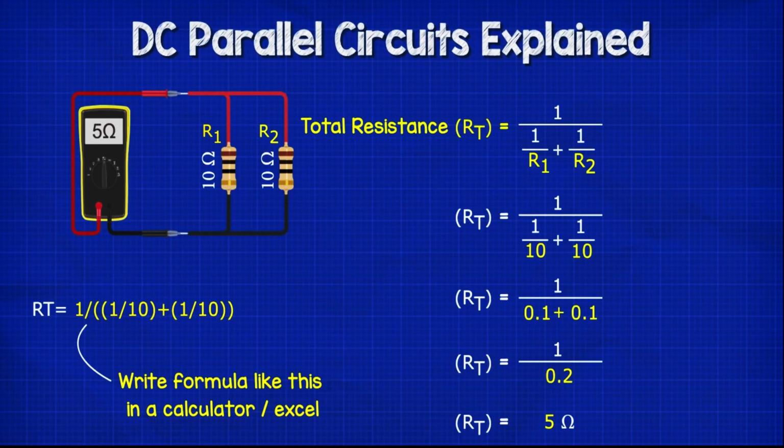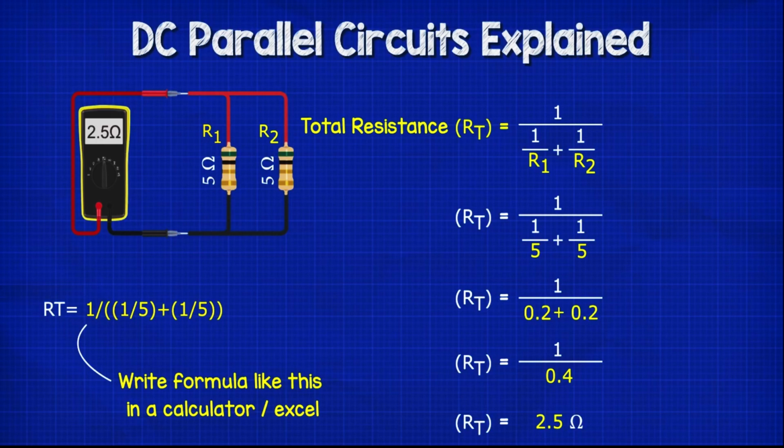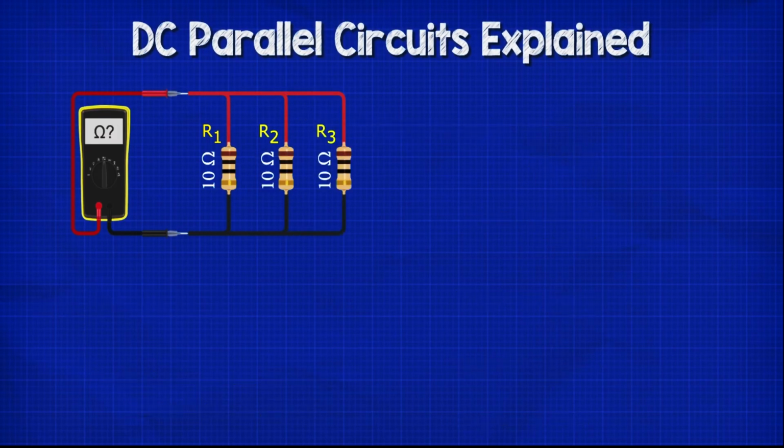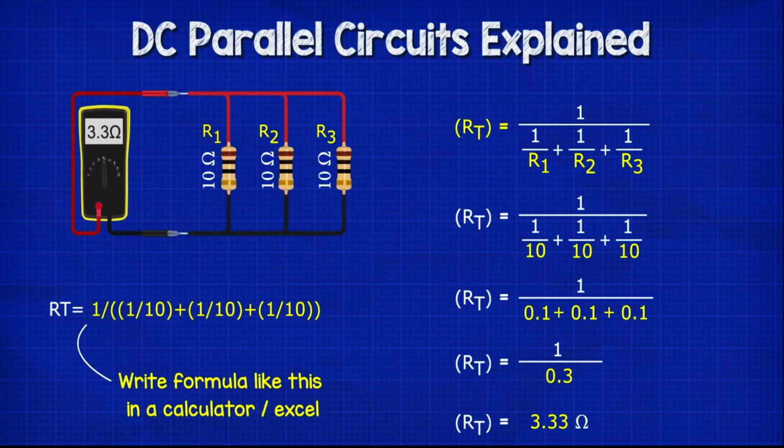That's because the current has been split and so the resistance has reduced. If we had 2 5 ohm resistors, then the total resistance is 2.5 ohms. If we had a 10 and a 5 ohm resistor, then the total resistance is 3.33 ohms. If we have more resistors, then we just keep adding them into the formula. We input our resistor values and we get again 3.33 ohms. For example, a 10 ohm, a 5 ohm and a 2 ohm resistor gives us a 1.25 ohms total resistance.